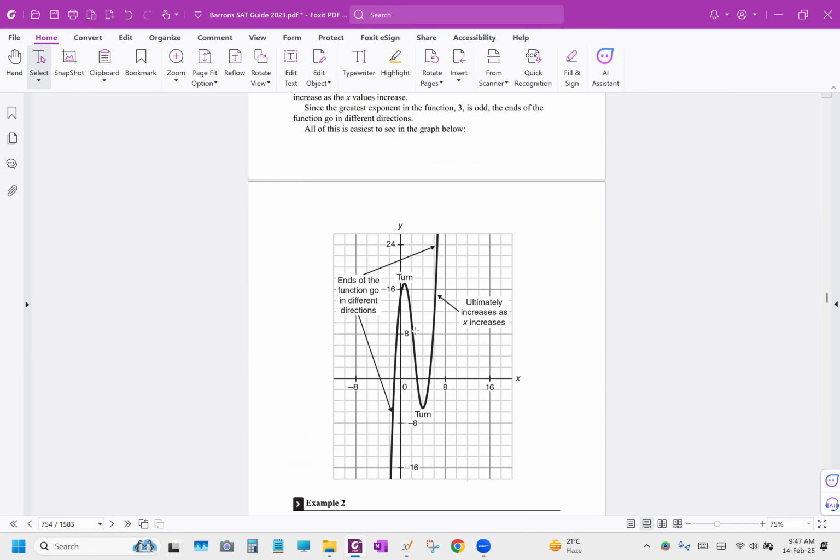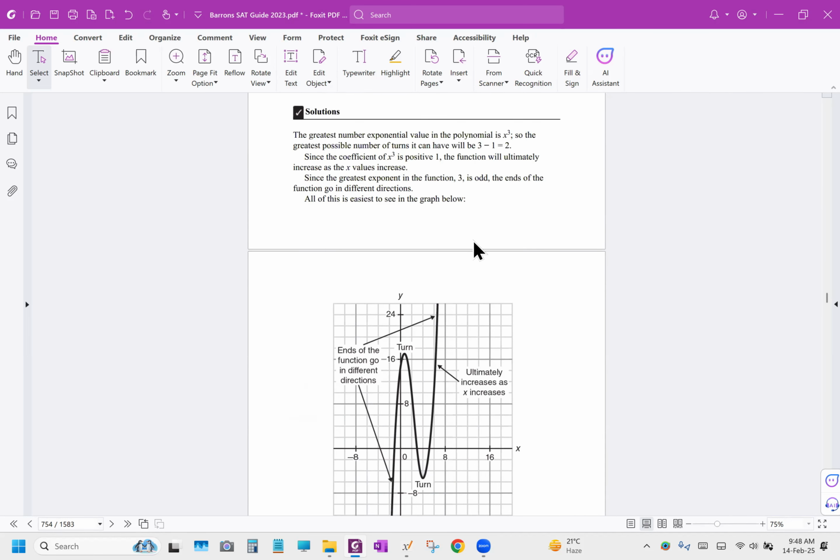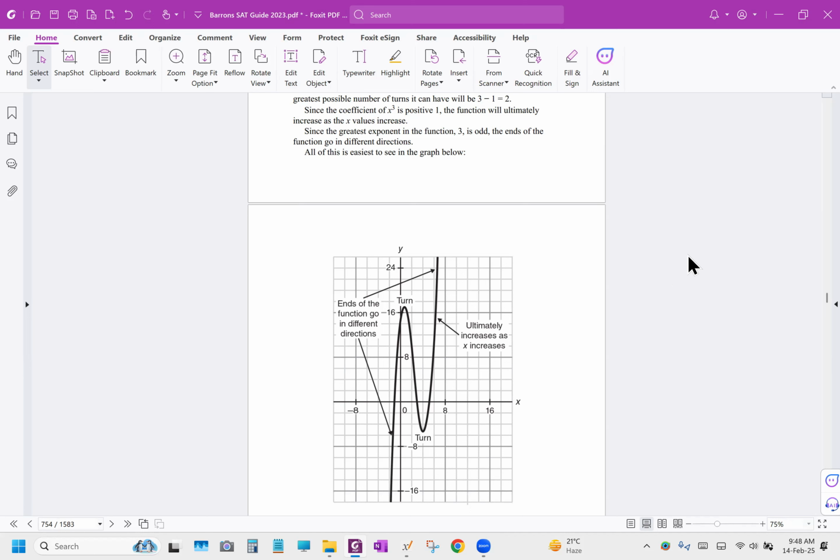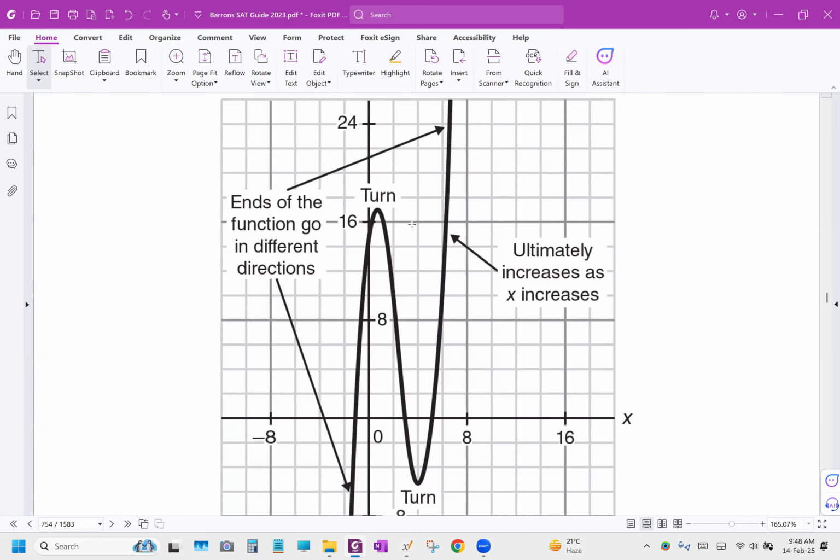The greatest exponent is x cubed, and they will turn at two different points. They are taking a turn at this point and this point. You can also do it by using calculus. I'm not assuming that you have the concepts of calculus, but if you do, then you can automatically understand why this is happening, because in calculus, it's called the inflection point.